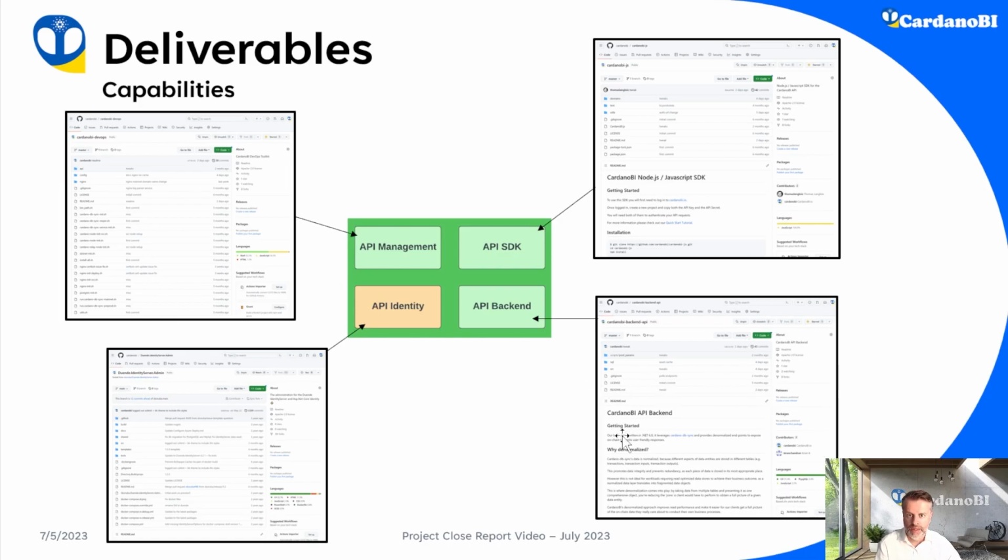Starting with the CardanoBI API backend, which handles the business logic to expose our secured REST endpoints for all our domains. Our Node.js SDK repository allows our users to integrate our API easily. All that is required is a pair of API key and secret. Our API management repository provides necessary tools and components to manage our API gateway. And last but not least, our identity server repository enables OAuth flows to secure our endpoints. And of course, these four deliverables and their respective GitHub repositories are fully open source.